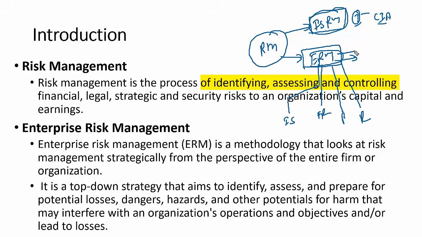Even the CISO in some companies reports to the CRO. So the CRO, Chief Risk Officer, is responsible for enterprise risk management, whereas the CISO is responsible for information security risk management. Okay, so let's move to the next topic.